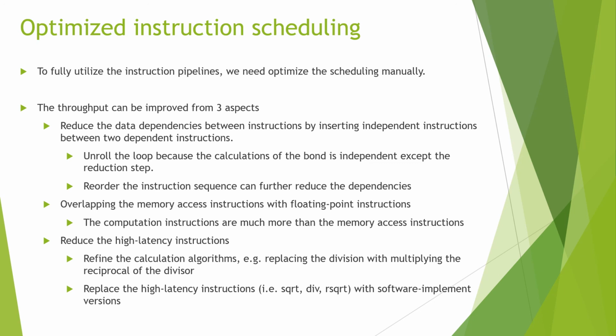Second, we can overlap the memory access instructions with floating point instructions because the amount of floating point instructions is much more than the memory access instructions in the kernel. Finally, we can reduce the high latency instructions. One approach is refining the calculation algorithms. For example, replacing the division with multiplying the reciprocal of the divisor. The other is replacing the high latency instructions, including square root, division, inverse square root, with software improved versions.